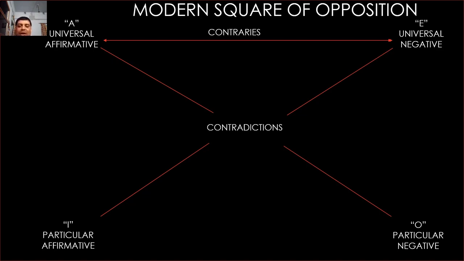First is contradiction. Contradiction means if it is universal affirmative, we cannot have particular negative. If it is universal negative, we cannot have particular affirmative. Contraries means just opposite: if it is universal affirmative, just opposite to it will be universal negative, like all apples are red, no apples are red. Contradiction is like this: if all apples are red, we cannot say few apples are not red. If no apples are red, we cannot say some apples are red. So this is contradiction.